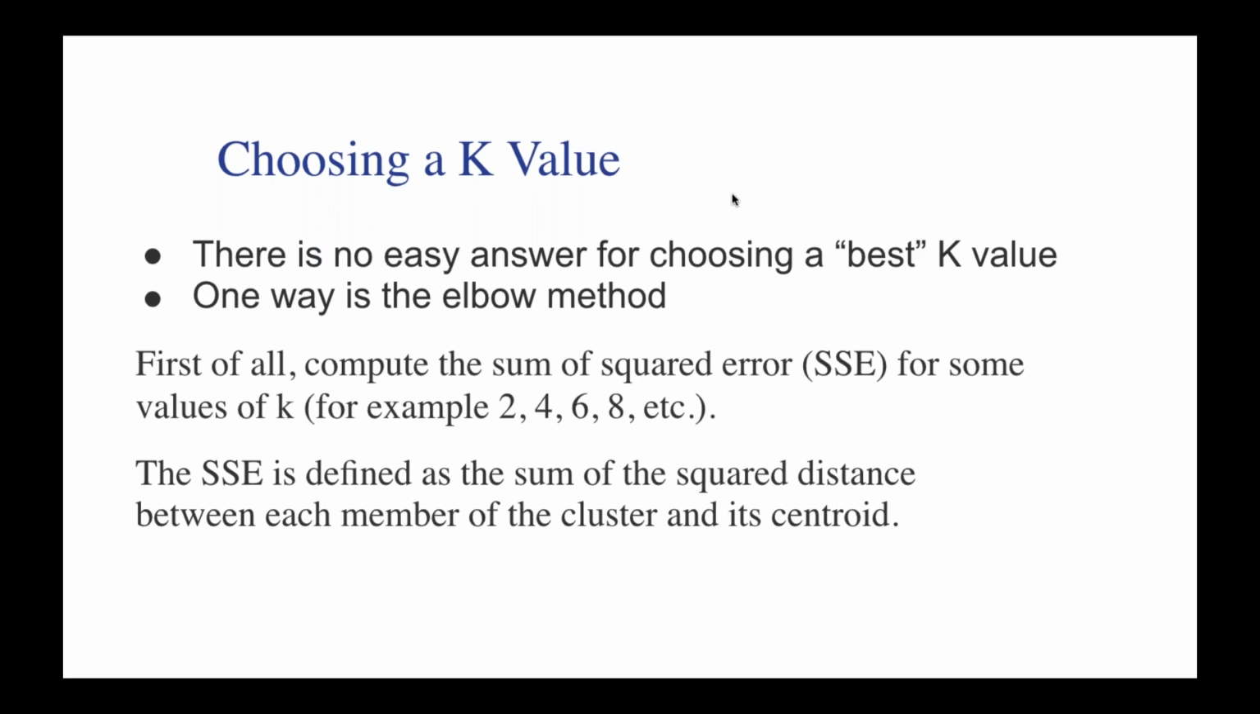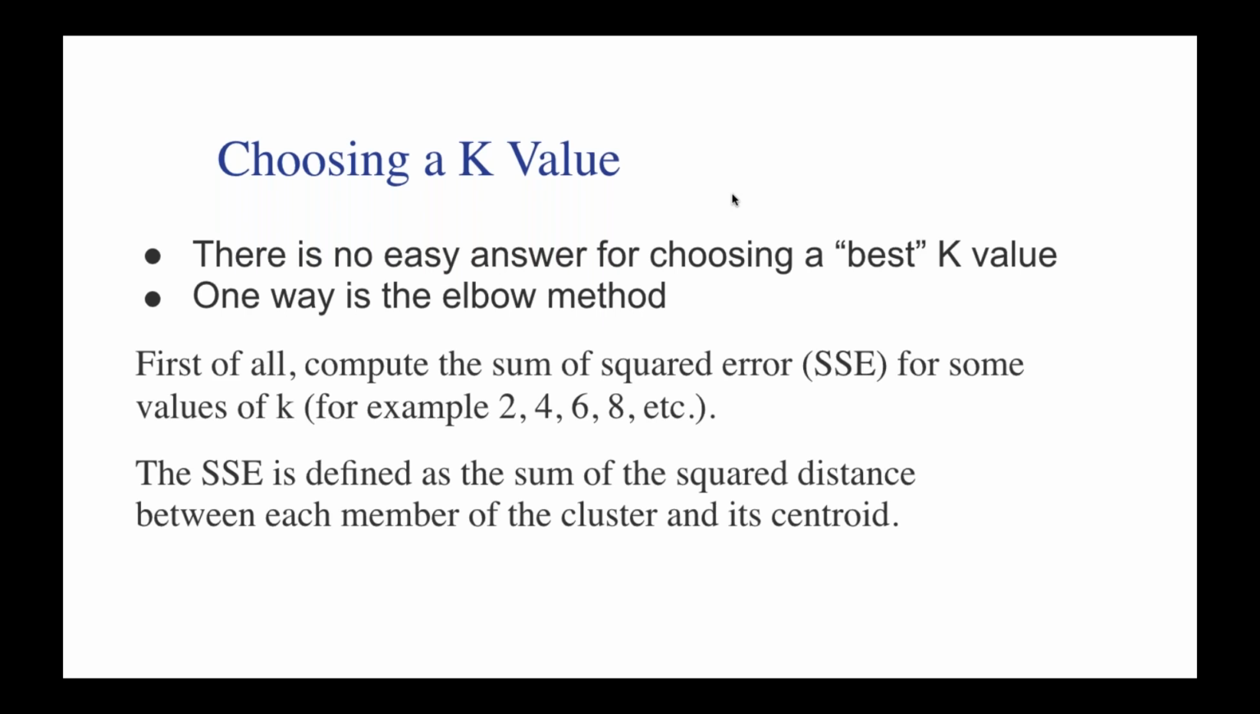Okay, but there is no straightforward answer to the question of how to choose K. Just using the elbow method, we can do that. First of all, compute the sum of squared error for the values of k. There we were calculating the error rate by taking the average, right? Here we are calculating the sum of squared error, that is SSE.